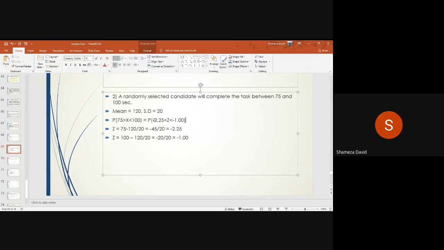So if you notice this time, both of the Z values are negative. Both of them are on the left side of the curve. So again, we're going to have to find two areas, but because both areas are on the same side of the curve and we want the area between the two, we're going to have to now, instead of adding, minus. So I'll show you why and how in a second. So just bear in mind the values we're going to the table looking for: negative 2.25 and negative 1.00.